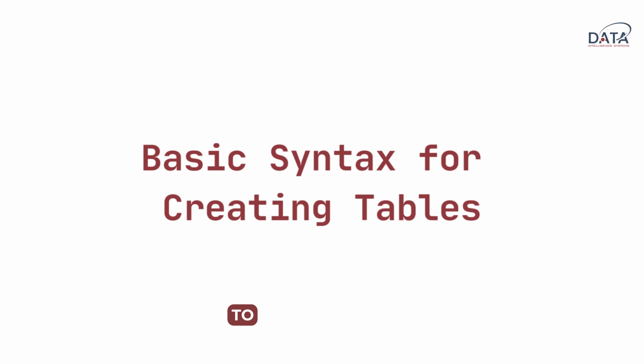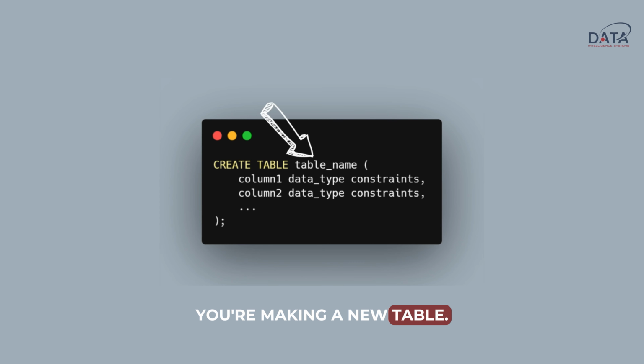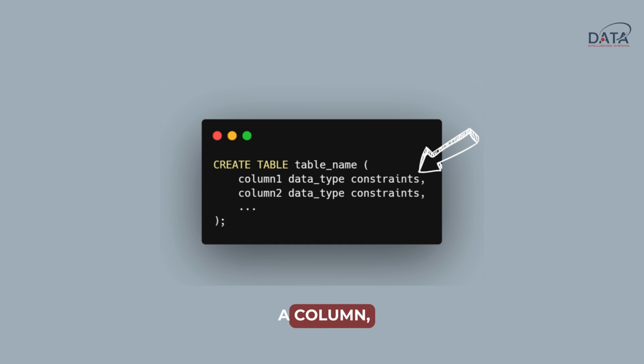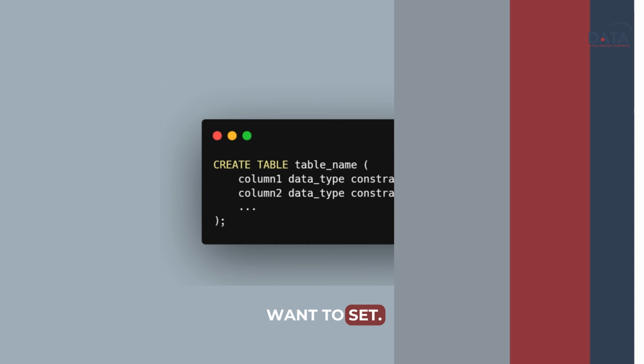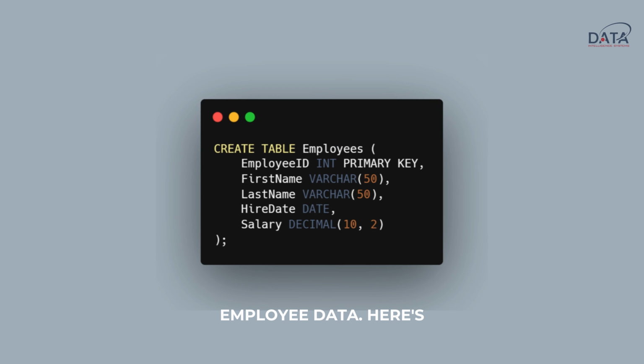The most basic way to create a table in SQL Server is by using the CREATE TABLE statement. Let's break this down. 1. CREATE TABLE is the command that tells SQL Server you're making a new table. 2. Table name is the name you assign to your table. 3. Each line within the parentheses defines a column, specifying its name, data type, and any constraints you want to set. Let's create a table for storing employee data.